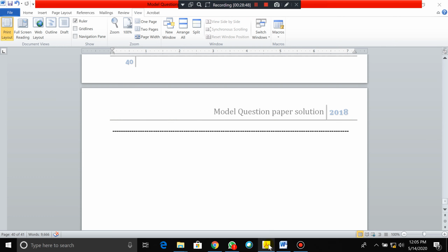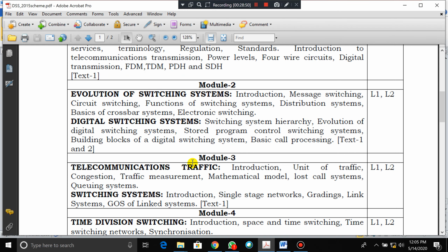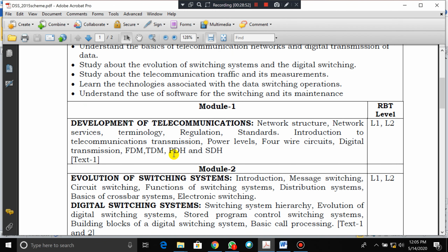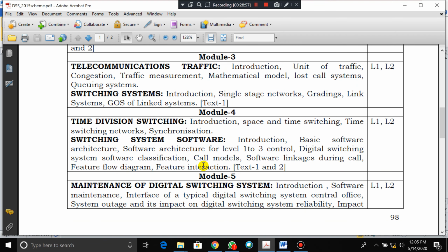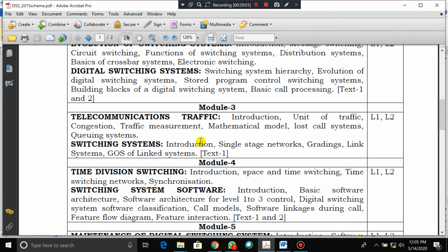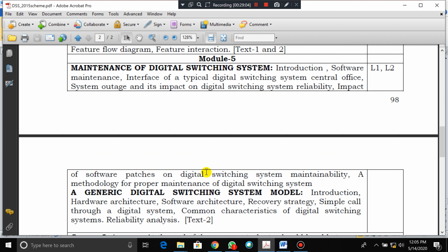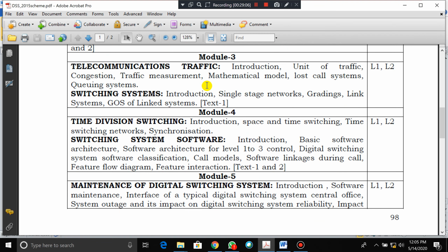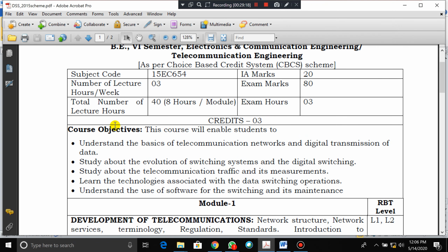One thing I want to make clear, which is very important from the exam point of view. If you take module 1, module 2, module 3, module 4 and 5: module 1 is very easy, module 2 is also easy, and module 4 and module 5 are also easy. Module 3, if you are very good at mathematics, has derivations and problems; otherwise that is also very easy. So passing will not be a problem. Kindly go through the things.